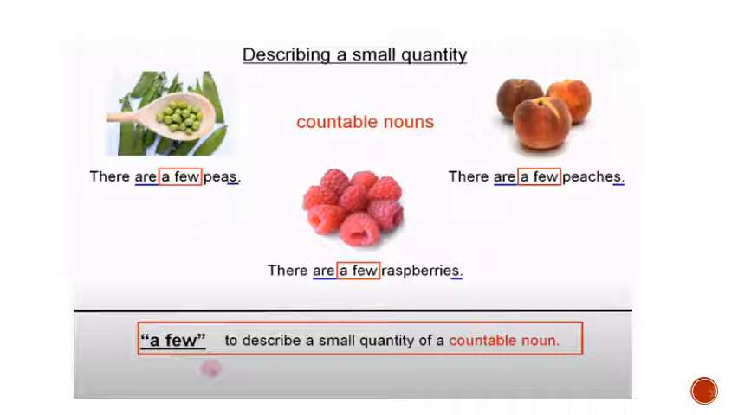Let's have a look. Countable nouns. There are a few peas. There are a few peaches. There are a few raspberries. So, in this case, there are a few peas, a small quantity. In this case, we use a few to describe a small quantity of a countable noun.